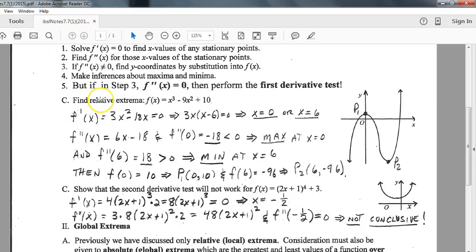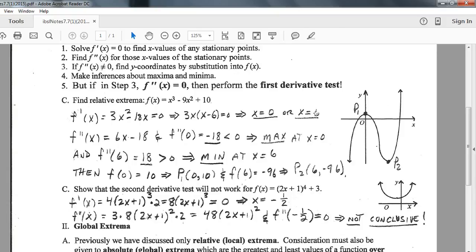But again, if you're asked to find relative extrema, all that means is it's a stationary point, either a max or a min or a point of inflection. So these always start by finding your first derivative, setting it equal to 0, and then solving for x. In this case, we can see for this function that we have stationary points where x is 0, as well as where x is 6.